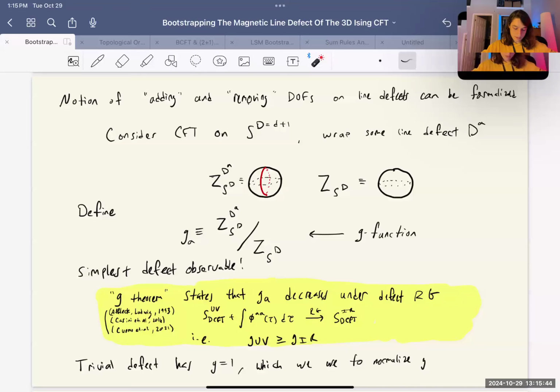And just to mention what the theorem is now, the theorem is that if we start from some defect fixed point, which has, sorry, I'm going to turn my phone off.